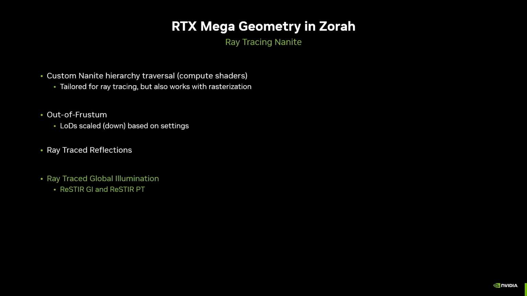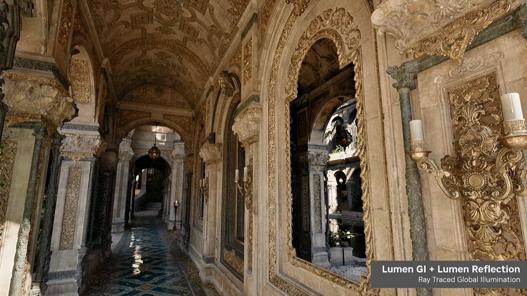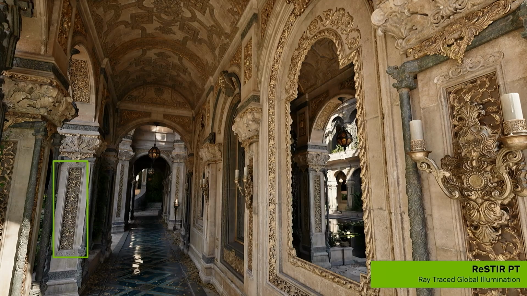All right, and of course, GI. We talked about this earlier today when we were talking about path tracing, Nanite and Zorah. Here's an example of Lumen, so Lumen GI plus Lumen reflections. And there are some areas here where occlusion isn't where you would expect it to be. And we can bring all that back with the correct geometry in the BVH.